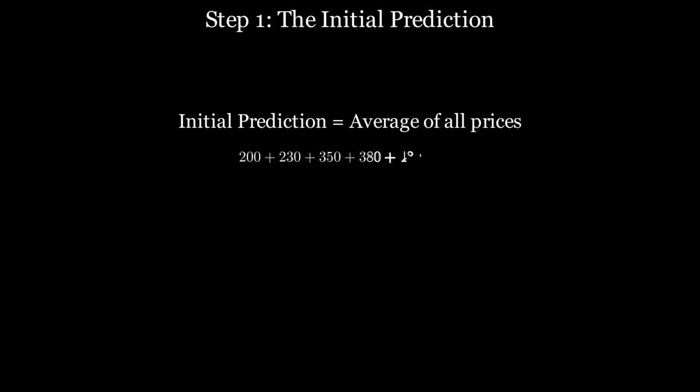Let's calculate the average price from our data. So our initial model, which we'll call f0 of x, predicts a price of $365,000 for every single house, regardless of its size. This is our first, very weak model. It's not very good, but it's a start.